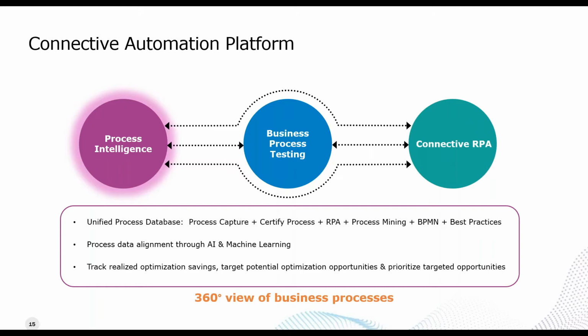We take the different sources of that data, align them with some AI and ML algorithms in order to surface and track realized ROI, potential ROI, and prioritize automation, optimization, and RPA targets. This gives us a 360-degree view of business processes.